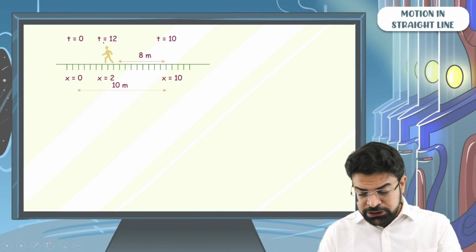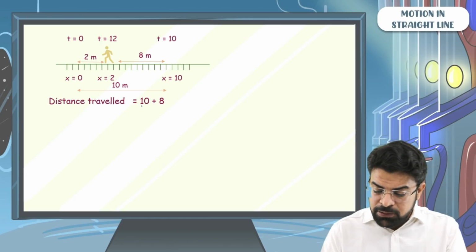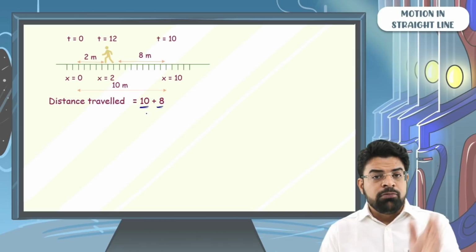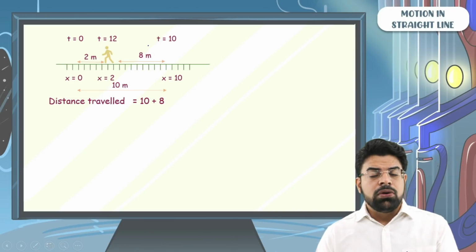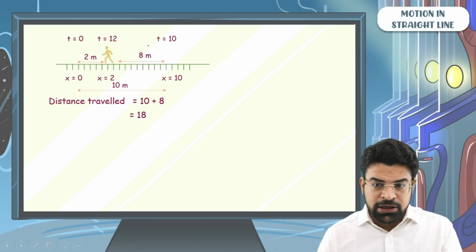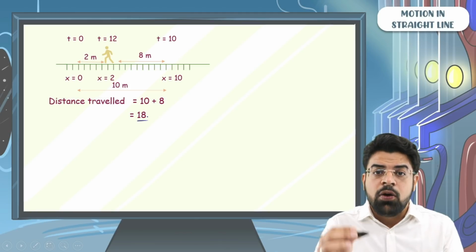So the question is, what is the distance traveled by the person? You will say the person has moved 10 meters forward and then 8 meters backwards. The total distance traveled by this person has to be 18 meters. Yes, sir. Now I ask you, what is the displacement of the person?